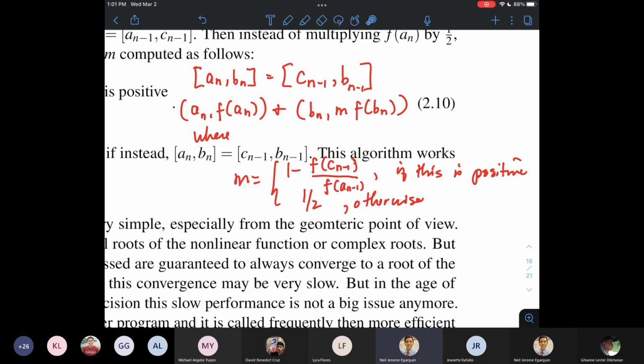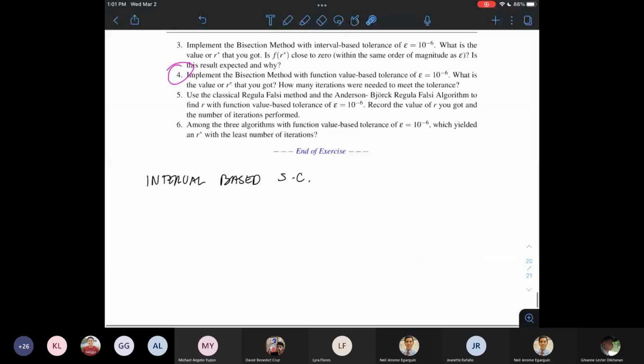Pero if M is always equal to 1/2, then ito yung Illinois algorithm. So mas sophisticated yung Anderson-Bjork algorithm. And unfortunately, in your laboratory exercise part 2, syempre ang pinagawa ko sa inyo ay Anderson-Bjork at saka classical Regula Falsi. So that will be your unwritten assignment. So simulan nyo na i-program yung Anderson-Bjork algorithm. Tapos, after you do that, you can do items 5 and 6.